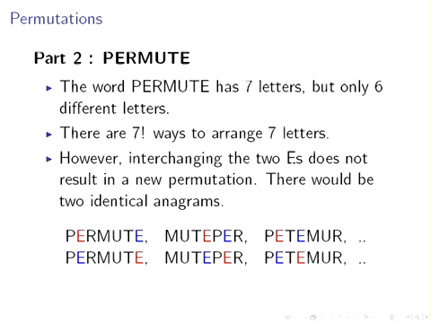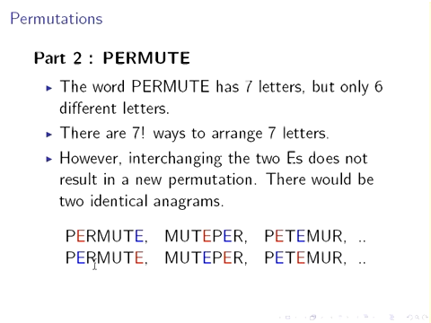So, moving on, what we're going to look at now is the word permute. There are 7 letters, but only 6 distinct letters. We have 2 E's there. Now, there are 7 factorial ways to rearrange the 7 letters, but as we can sort of see in this couple of examples I've given, interchanging the 2 E's does not result in a new permutation. It does not result in a new word, essentially. What we would have there is 2 identical anagrams.